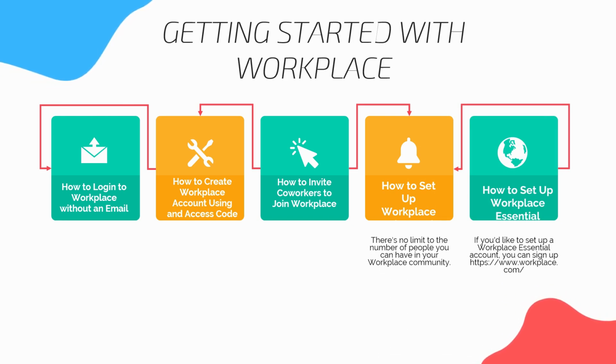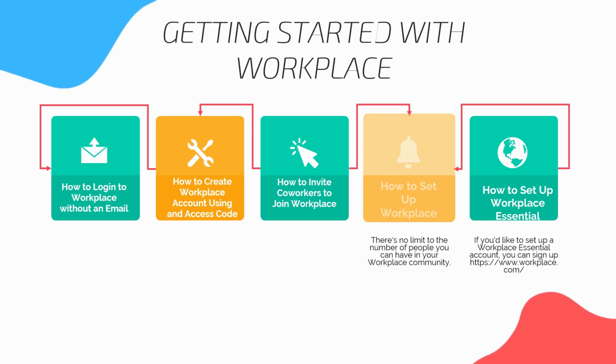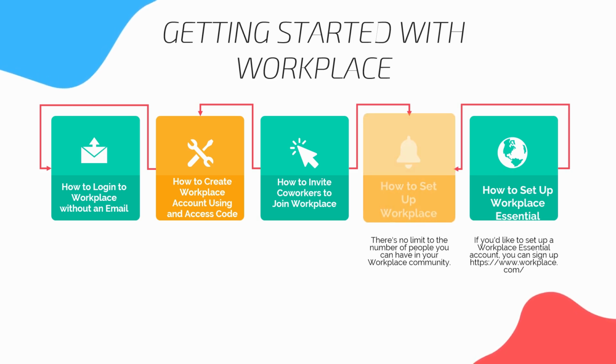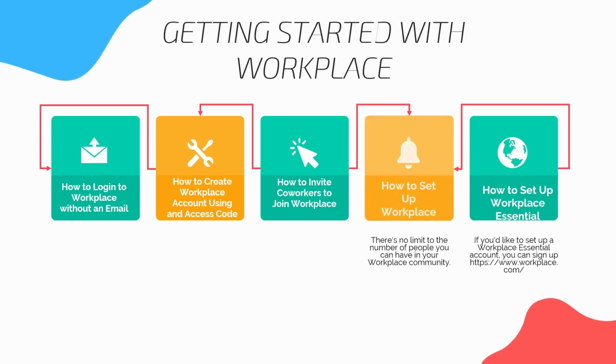How to set up Workplace Advanced. If you'd like to set up Workplace Advanced for your company, you can sign up at https://www.workplace.com. There's no limit to the number of people you can have in your Workplace community. If your company is already using Workplace Advanced, you can set up your account by clicking the link in the email you've received or by visiting companyname.workplace.com, for example, company.workplace.com, from your computer. Note, users in companies without subdomains can set up their accounts by visiting workplace.facebook.com. Once you've set up your account, you can download the iPhone or Android app to access it from your devices.